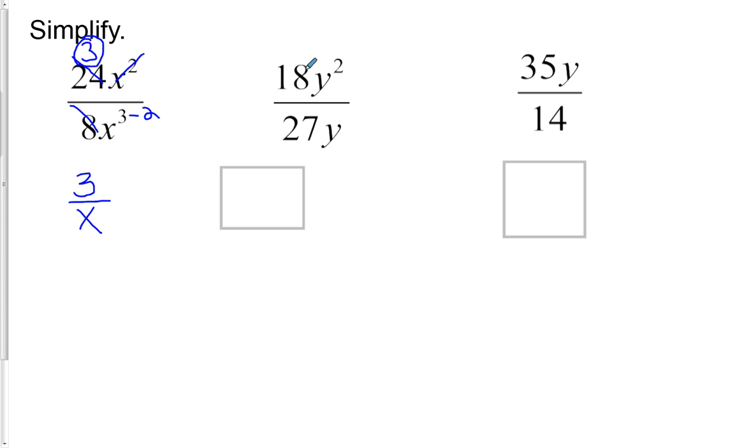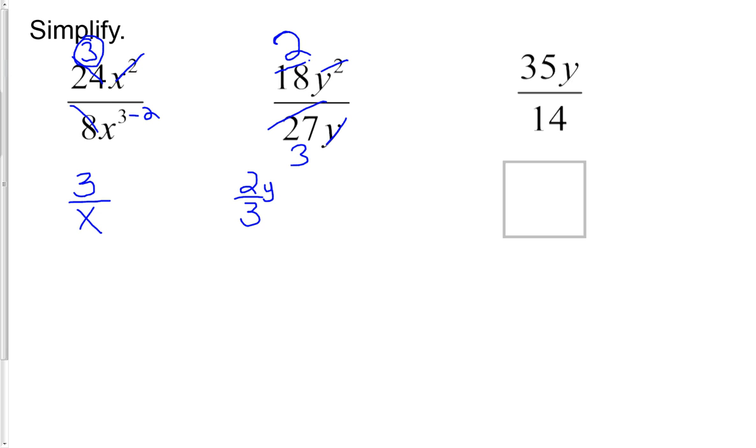Next one, I've got 18 and 27. I see 3, I see 9, right? 9, both of those. So if we divide by 9, I get 2. Divide by 9, I get 3. And then this has 1y, 2y's. Well, one of those 2 cancels, and we're left with 2y over 3.